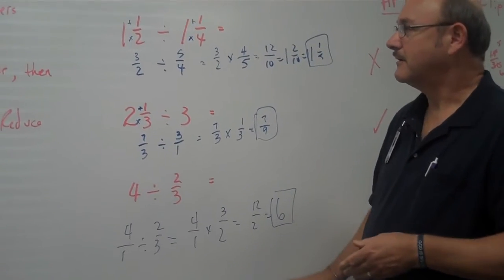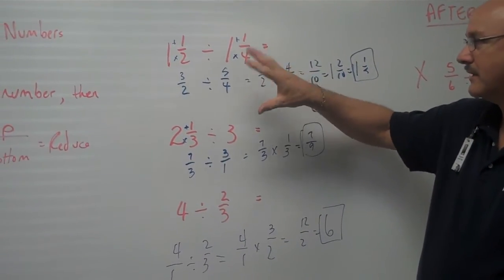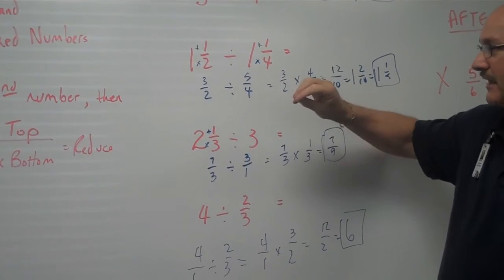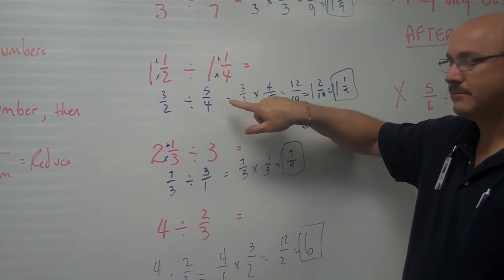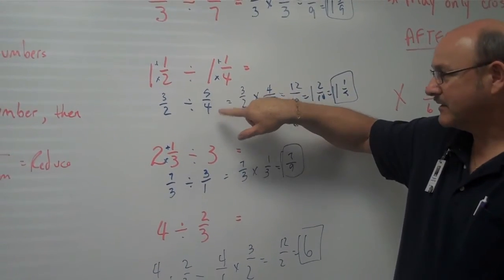Okay, so the important factor today is remembering, flip the second one. The mistake you'll make is you'll make them improper fractions, and then you'll just multiply. Don't forget, you've got to flip the second one.